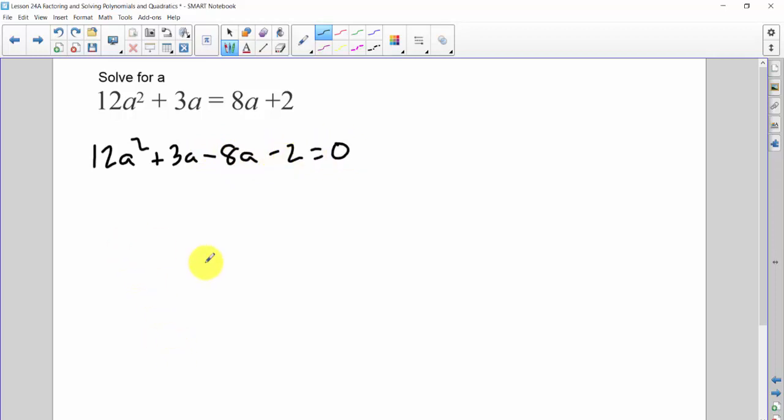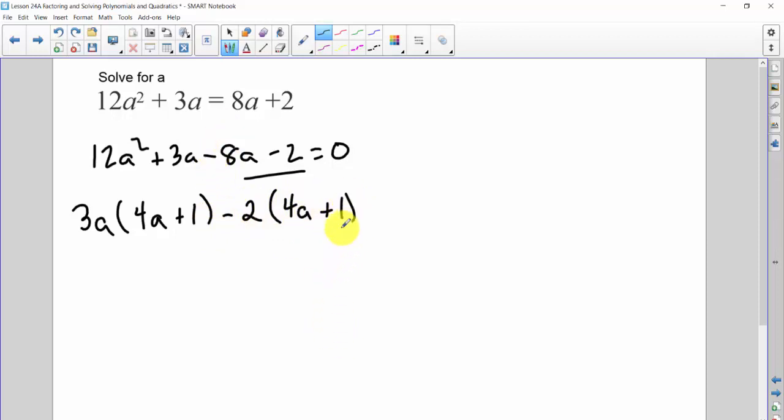Now I've got four terms here. I could go ahead and do a grouping, which I'll do right now. I see I've got a 3 in common and an a in common, leaving me with a 4a and a 1. Now in this case I have an 8 and a 2, and if I pull out a negative and a 2, then 4a times negative 2 is negative 8a, and plus 1 finishes that GCF.